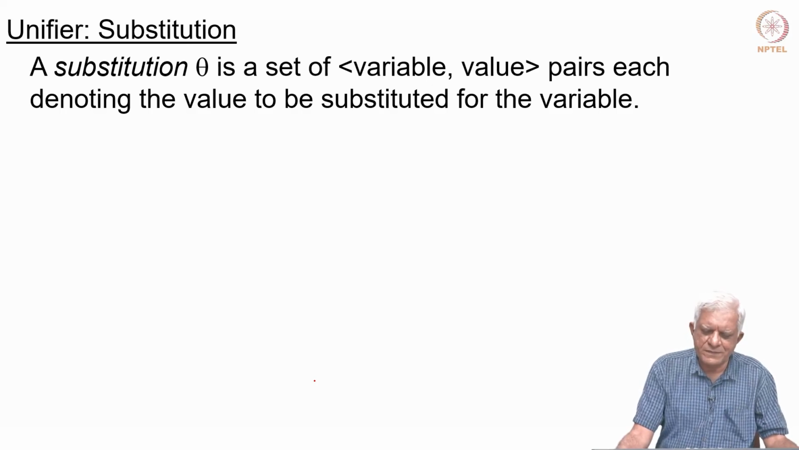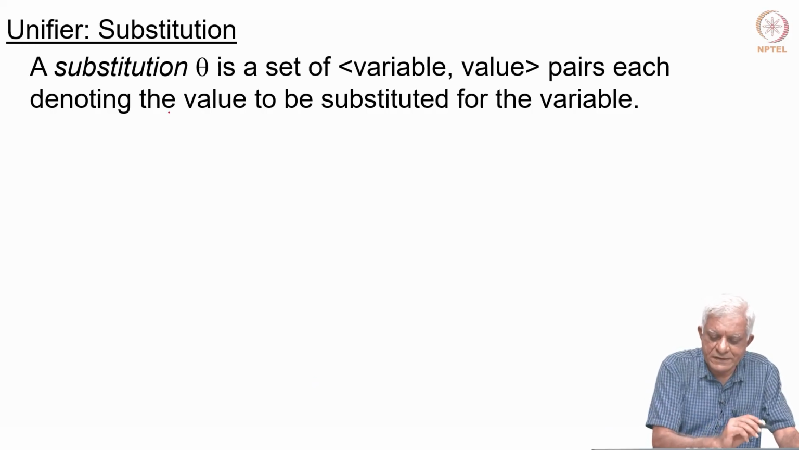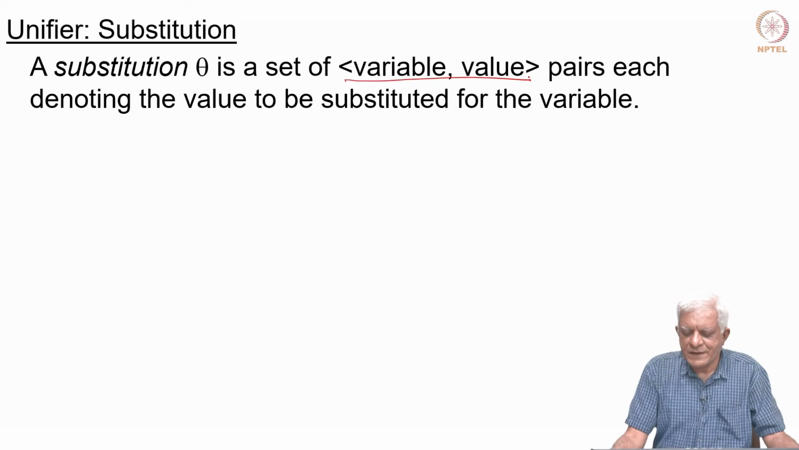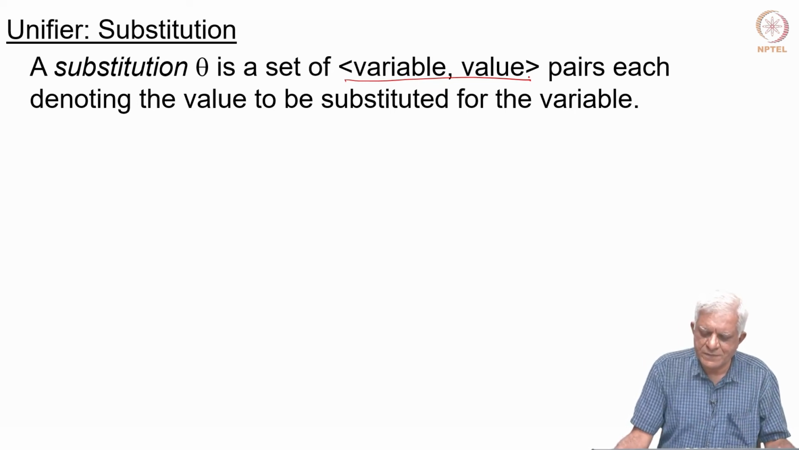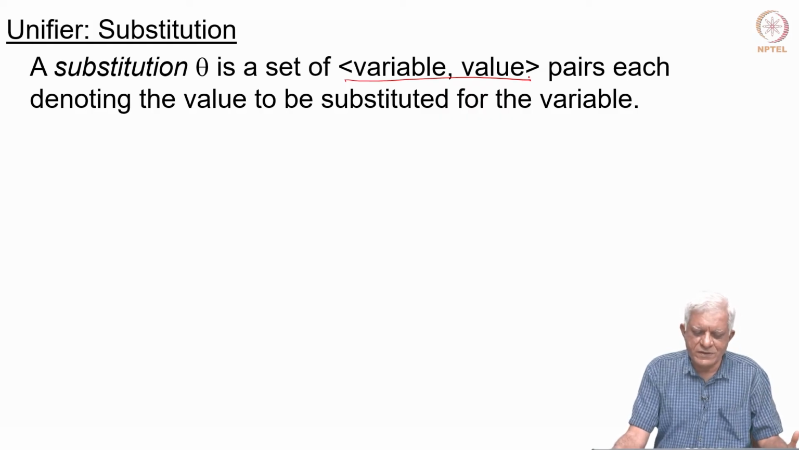So, a substitution, and we often use these letters beta, gamma, delta, theta and so on for substitution. It is basically a pair of two things, one is a variable and the other is a value essentially. So, the substitution says that we are going to substitute the variable with whatever we have specified as the second element of the pair, which is the value we are calling it. So, a substitution theta is a collection of such pairs essentially, or a set of such pairs, each denoting the value to be substituted for the particular variable essentially.